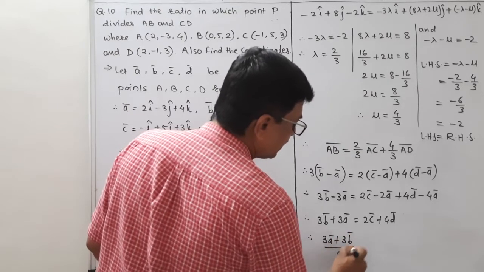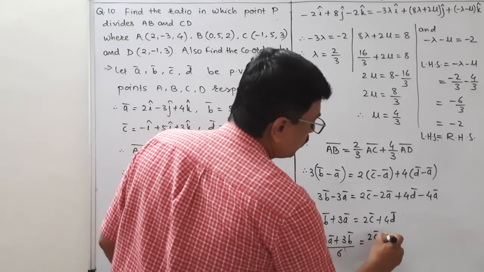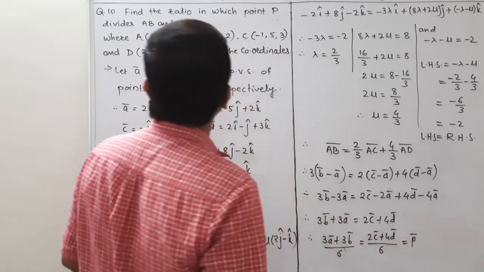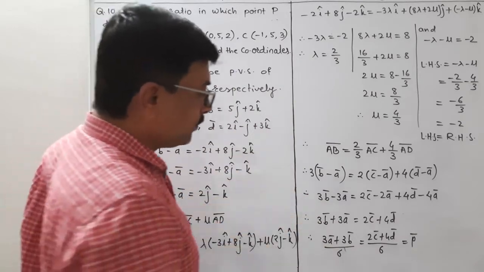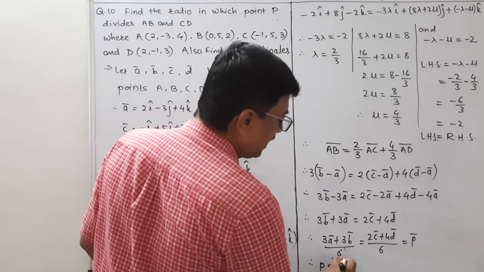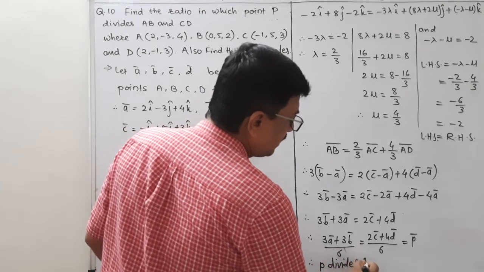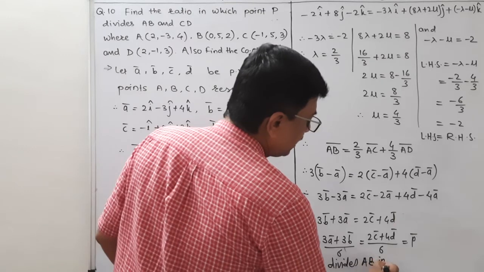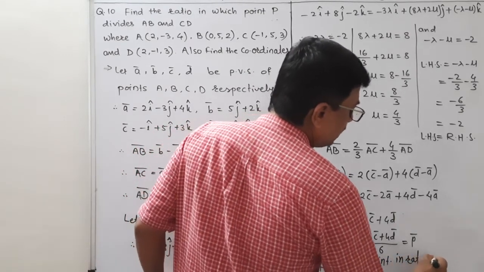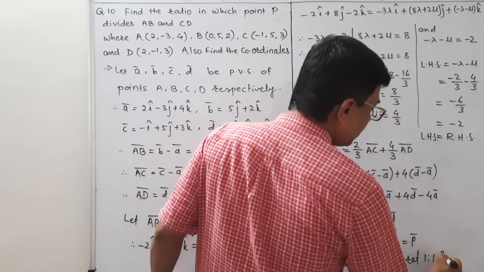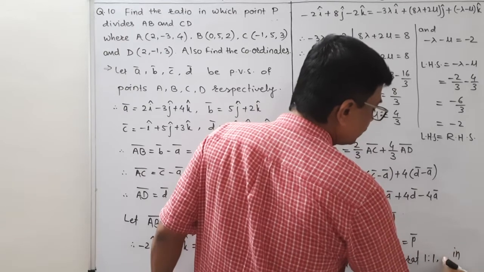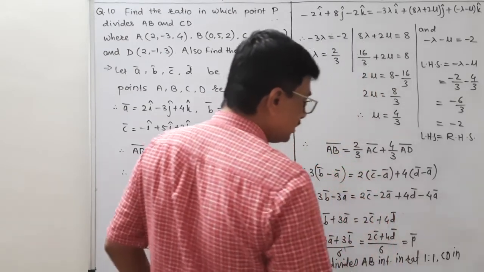divided by 6 is equal to 2c vector plus 4d vector divided by 6 is equal to p vector, that is the position vector of the point. And now we can say that therefore point P divides AB internally in ratio 1:1 and CD in the ratio 2:1.